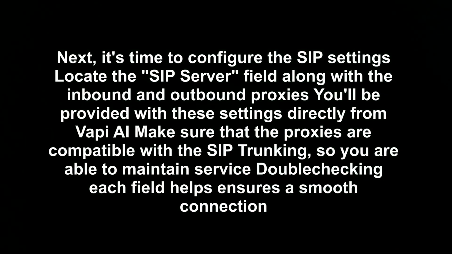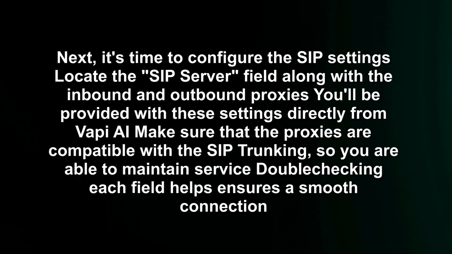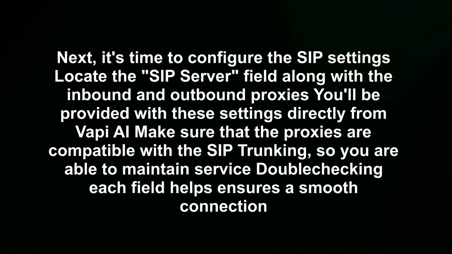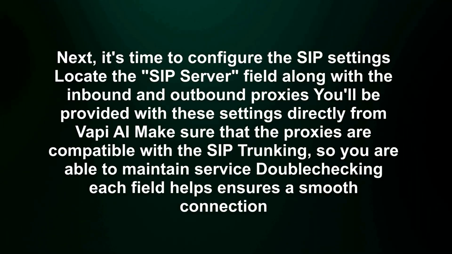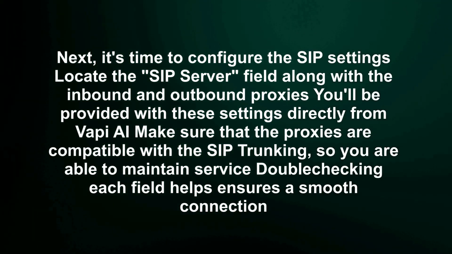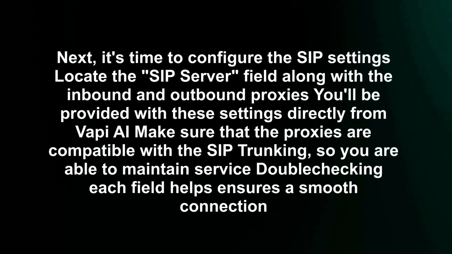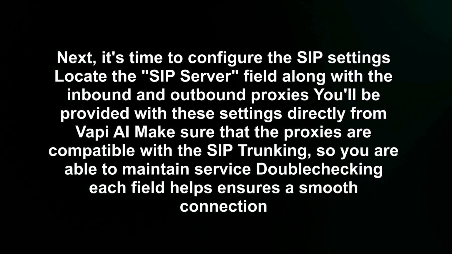Next, it's time to configure the SIP settings. Locate the SIP server field along with the inbound and outbound proxies. You'll be provided with these settings directly from Vapi Ai. Make sure that the proxies are compatible with the SIP trunking, so you are able to maintain service. Double-checking each field helps ensure a smooth connection.